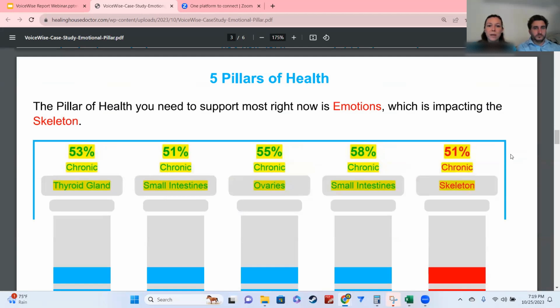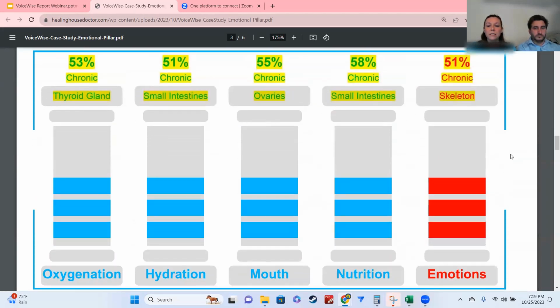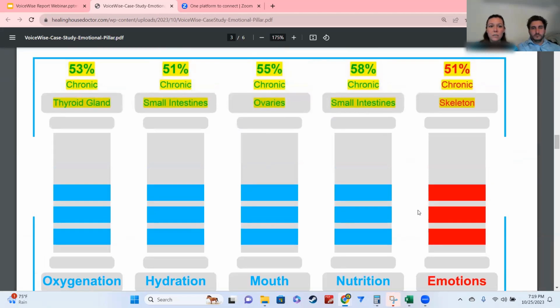So then this next page is your 5 pillars of health. These pillars represent things that impact multiple areas of the body at once. So we have each of these pillars here: oxygen, hydration, mouth, nutrition, and emotions. And then they each have an associated percentage, whether they're acute or chronic. And then they also say what area of the body, for example, what organ is associated or being affected by that particular pillar of health.